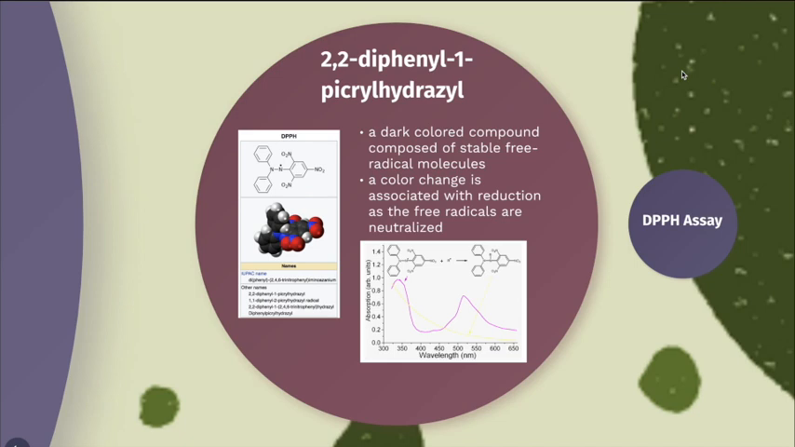One of the assays we performed was the DPPH radical scavenging assay. DPPH stands for 2,2-diphenyl-1-picrylhydrazyl. DPPH is a compound that is composed of stable free radicals, and you can see the chemical structure to the left here. The graph below shows that DPPH is dark purple in color when active, but changes to a yellowish color when the free radicals are scavenged by antioxidants. Notice the peak of color at about 517 nanometers when the free radicals are neutralized.